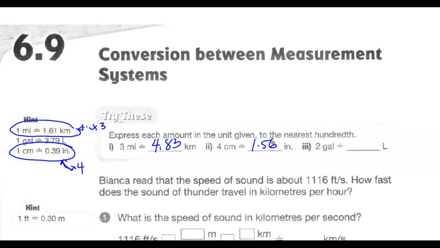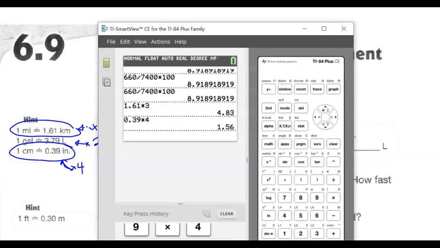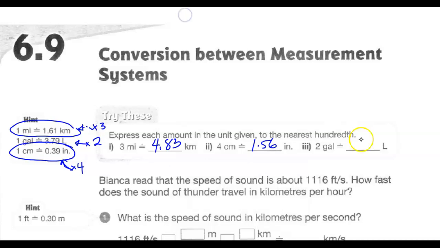Inches. And then gallons to liters. So 1 gallon is 3.79 liters. So we're going to multiply that by 2 because we want it for 2 gallons. So 3.79 times 2 is 7.58.